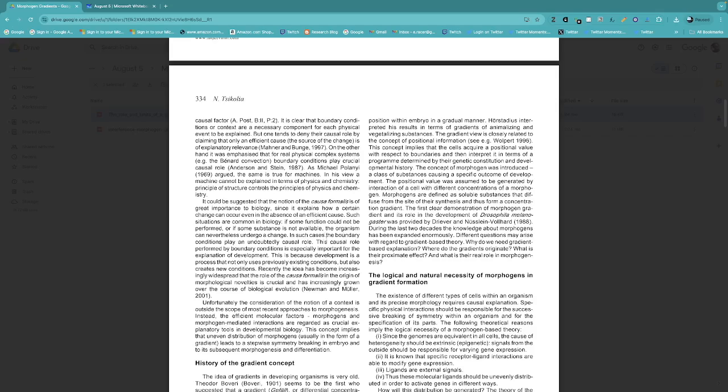So in such cases, the boundary conditions play an undoubtedly causal role. So sometimes the boundary conditions can play a role in the absence of some substance or mechanism being available. This is because development is a process that not only uses previously existing conditions, but also creates new conditions.